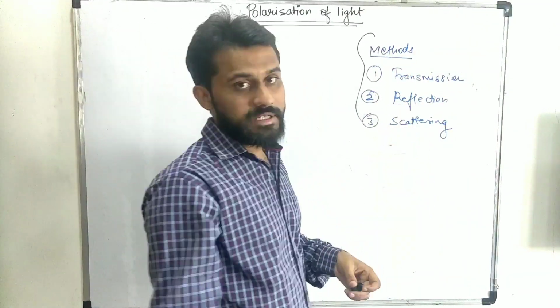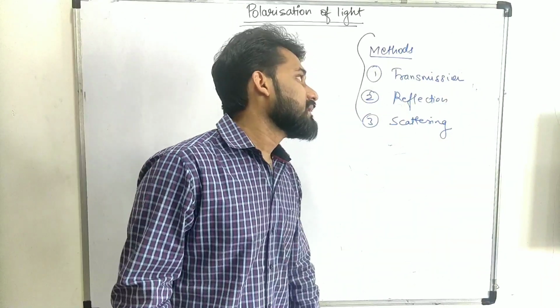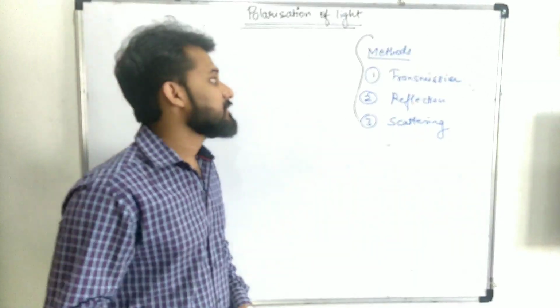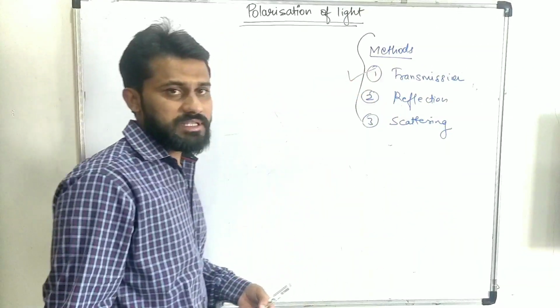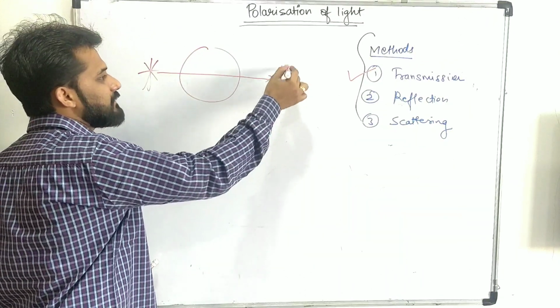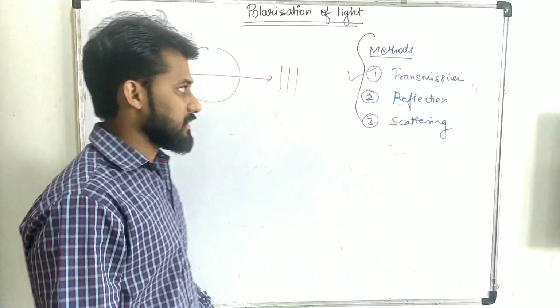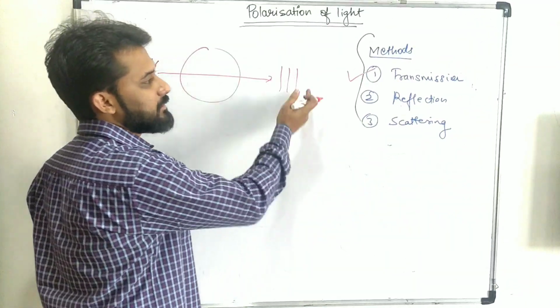Now let us move to the methods of polarizing light. 3 methods we are going to see. Out of them, only one method is in the syllabus. First method is transmission. Means I have unpolarized light, I will transmit it through something, and I will get polarized light. Obviously this is called the method of transmission. You transmit it through something, you get polarized light.